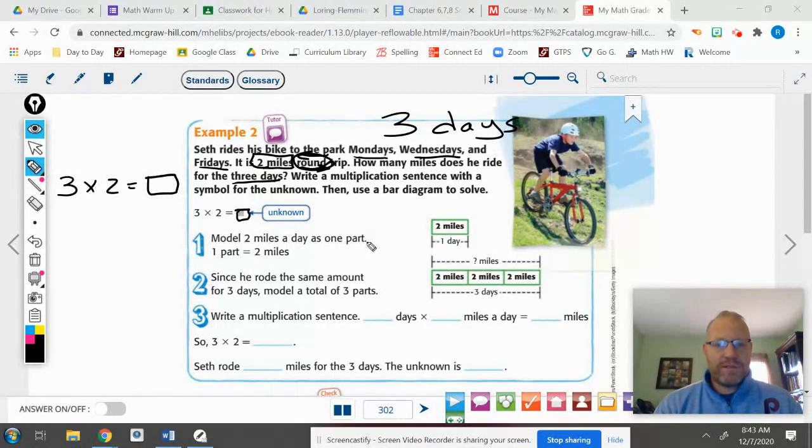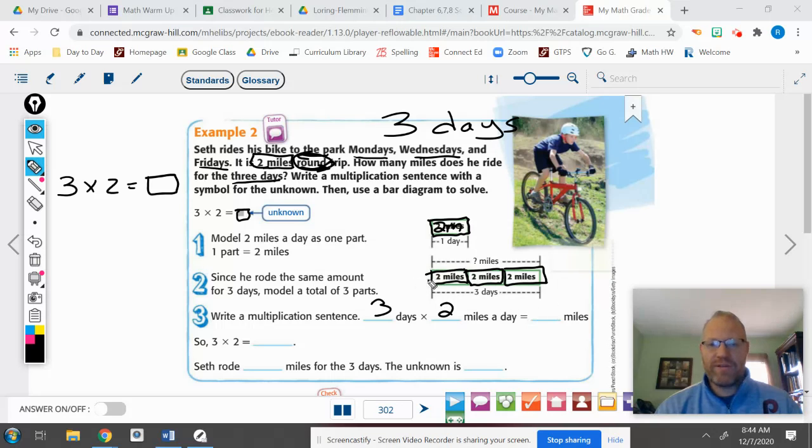Model 2 miles per day as one part. So as you can see, we are grouping these in squares as 2 miles each day. You can put a 2m if you wanted to. Since he rode the same amount for 3 days, model a total of 3 parts because we have Monday, we have Wednesday, and we have Friday. So we have 2, 2, and 2. So the multiplication sentence would be 3 days times 2 miles each day.